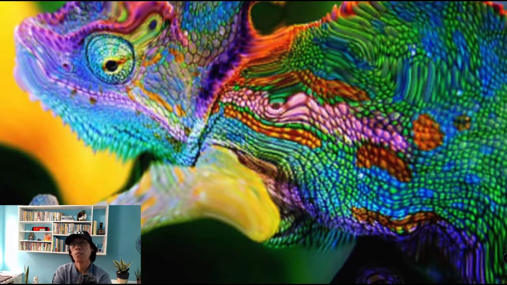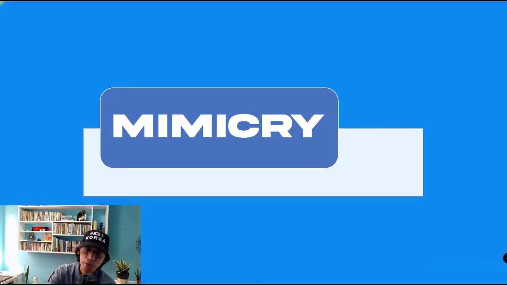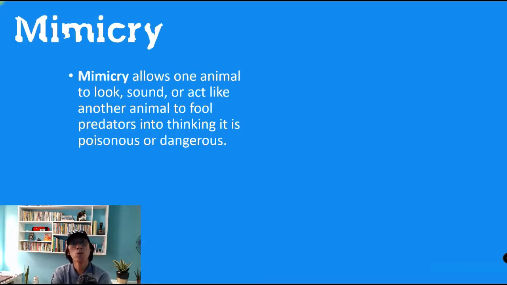And this is the chameleon. Look at the pigments that make the chameleon able to blend with the color of the environment. The next one is mimicry. What is mimicry? It allows one animal to look, sound, or act like another animal to fool predators to think it is poisonous or dangerous.